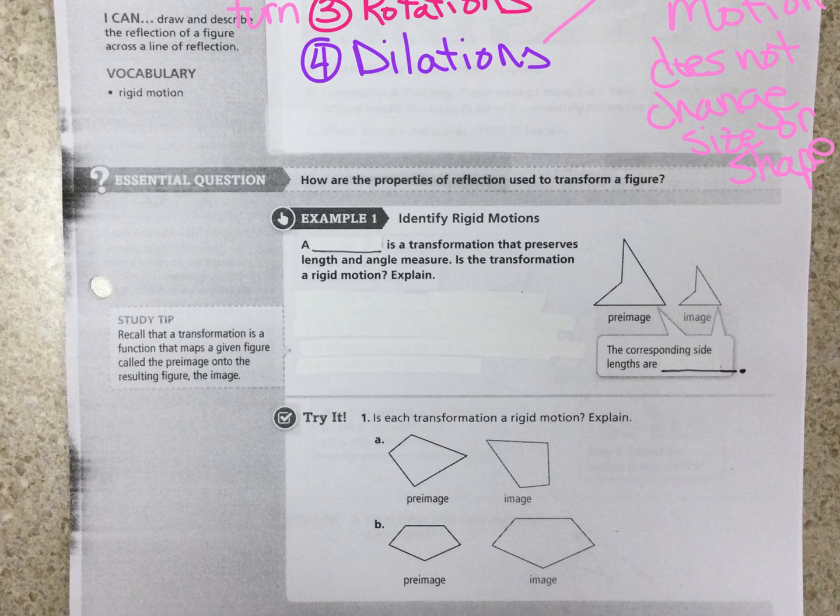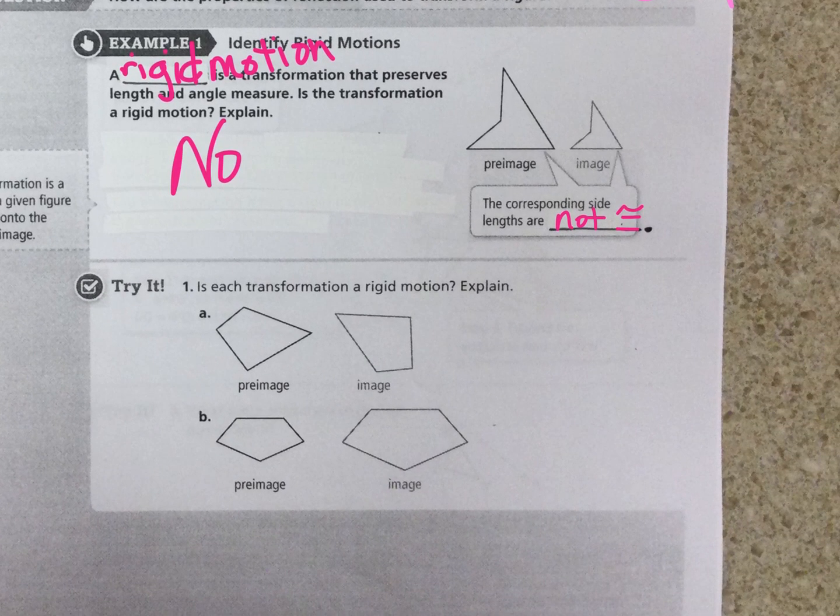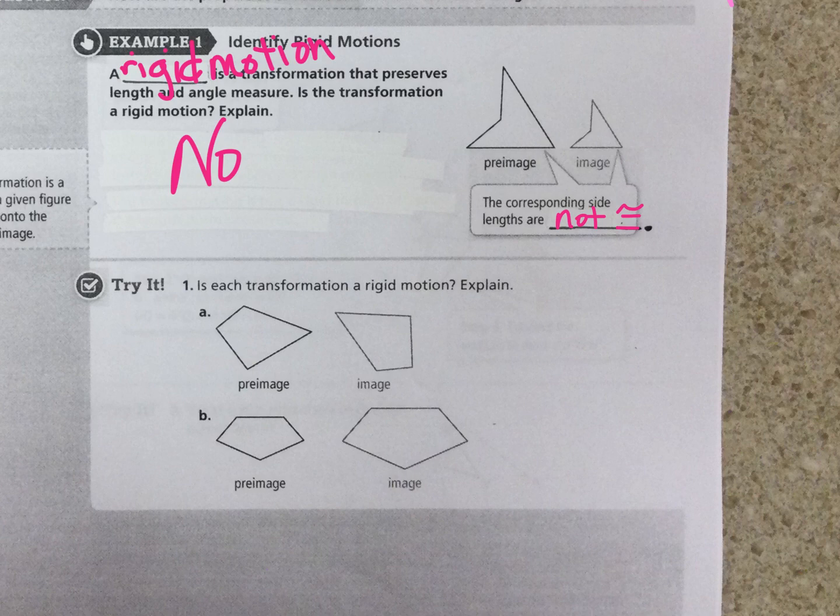So a rigid motion is a transformation that preserves length and angle measure. Is this transformation a rigid motion? Well, no, because the corresponding side lengths are not congruent. That's easy to see. So now is A a rigid motion? Well, yeah, it looks like it. And technically you can't tell unless you measured it, but we're going to go with that. And B, of course, is not.